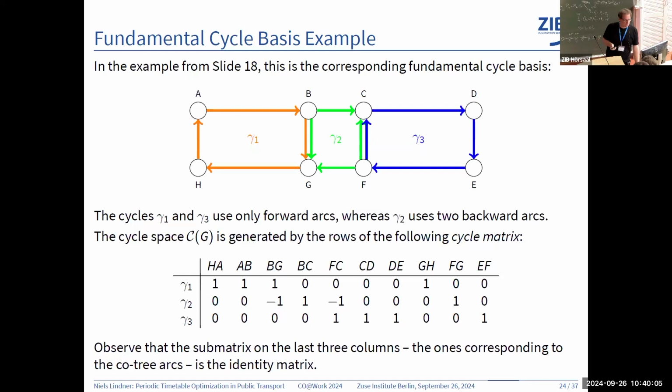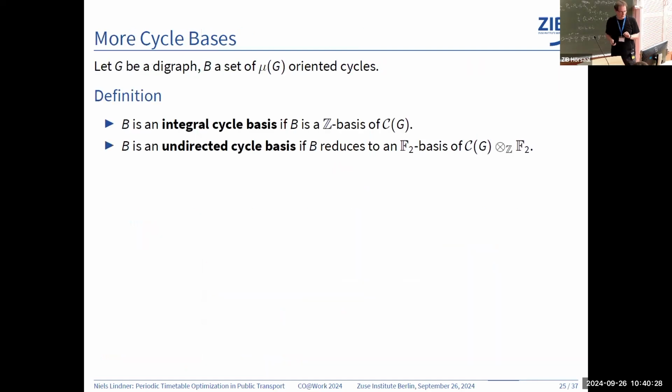And what you can then do is put the incidence vectors of these oriented cycles into a matrix. So there would be 3 cycles, and then you just put them as rows into a matrix like this. So that's straightforward. That means gamma 1 is a cycle that uses HA, AB, BG, and EF, right? All forward. Gamma 2 is something that also uses things in backward directions. That's why I put a -1 there. And this way you can get such a matrix. We call it a cycle matrix.